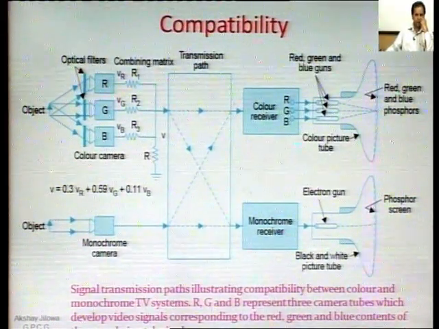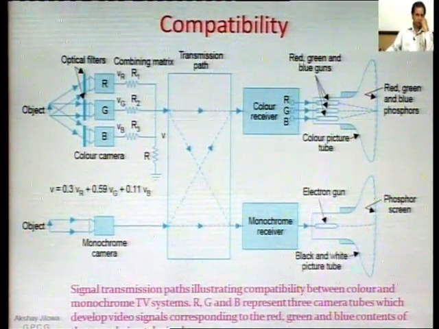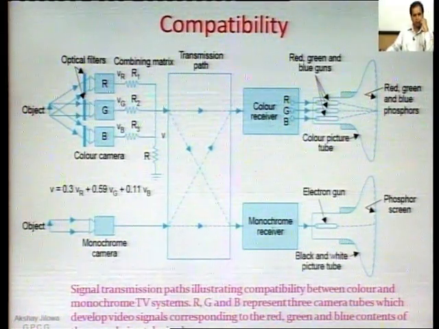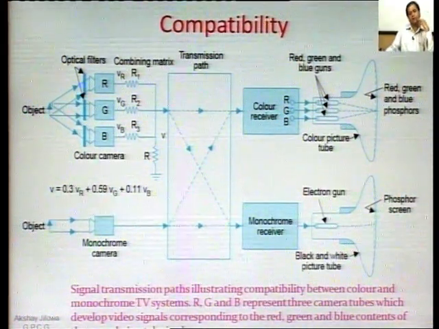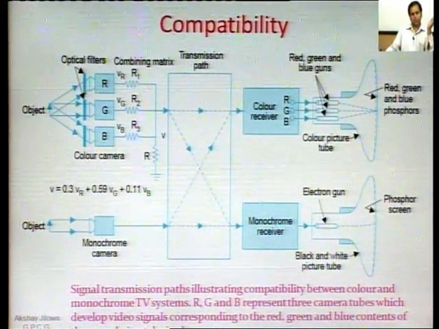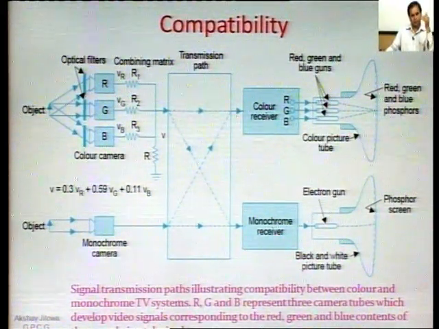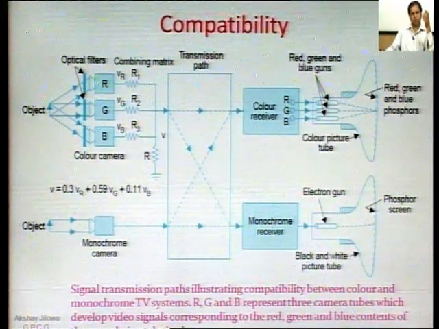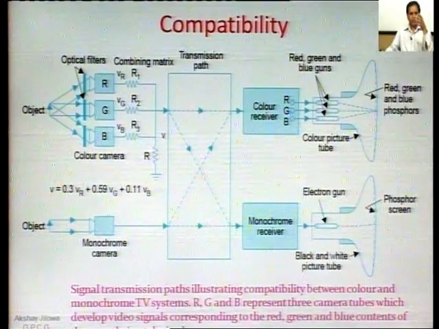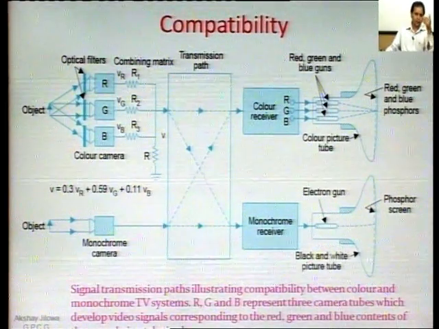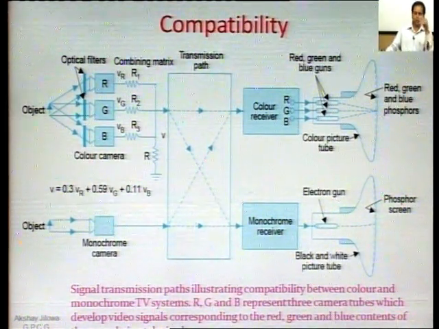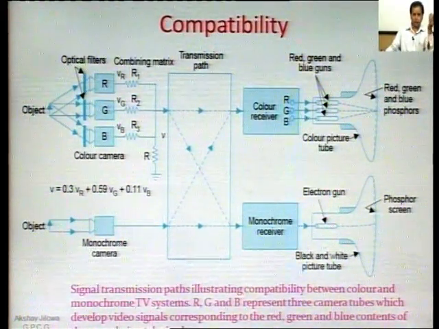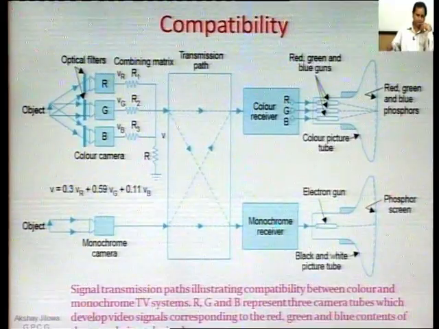R, G and B represent 3 camera tubes which develop video signals corresponding to the red, green and blue contents of the scene being televised. So, for the scene which is being televised, its red, green and blue equivalent colors are generated there. If it is the color system, that is so; and if it is a monochrome system, then in that monochrome system the corresponding brightness level of red, green and blue is displayed.